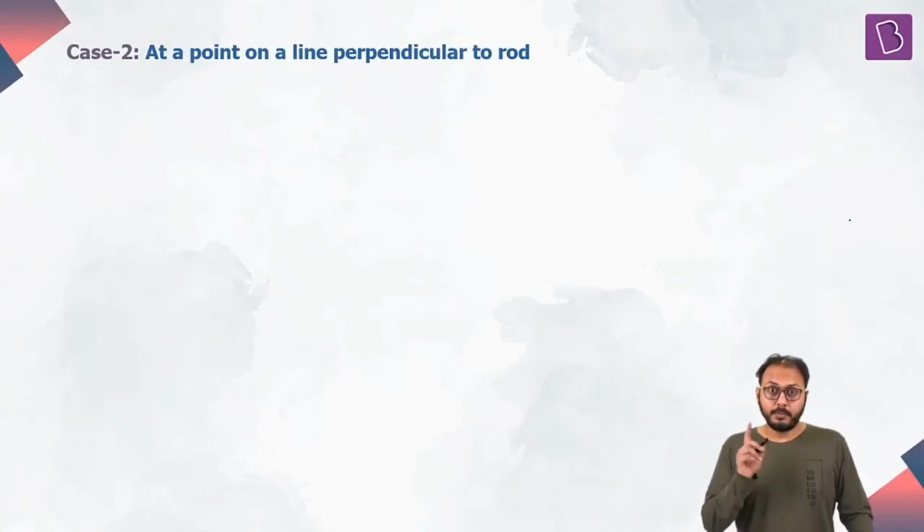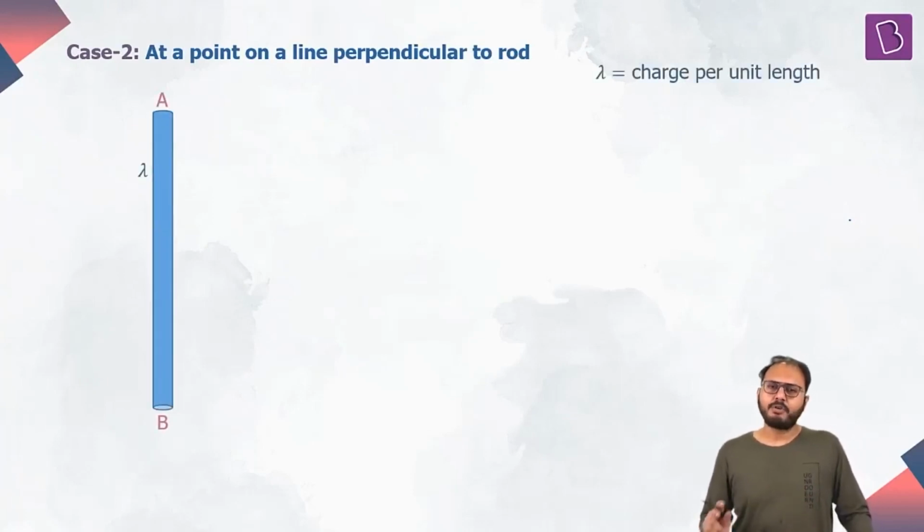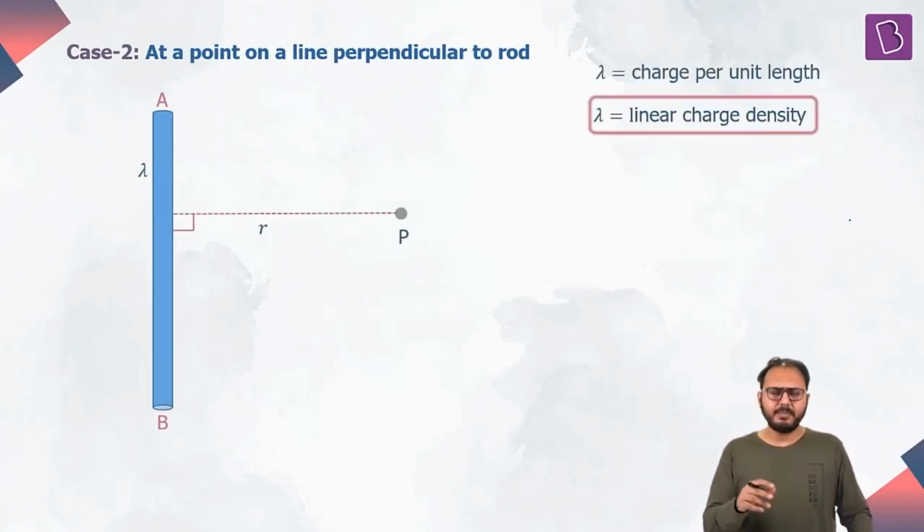Case 2, pay attention. At a point on a line perpendicular to the rod, all right? So you have a rod AB, the same rod, okay? But this time the orientation I've kept vertical. Why? For a better visualization, nothing else. I can tilt the diagram 90 degrees. That's not a problem, okay? This is just for simplicity.